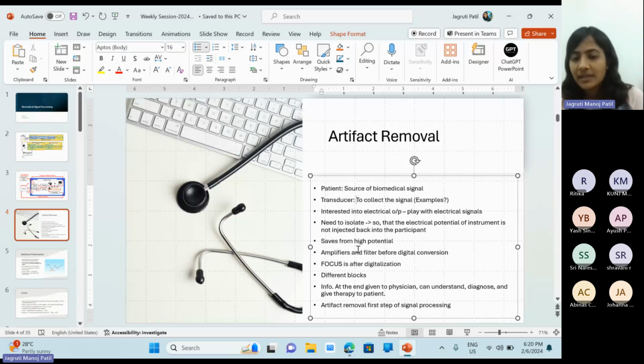And we amplify the signal and filter it before converting it to digital, so that we don't have the analog or very high frequency noisy signal that we will do processing on. So the focus is after digitization. There are different types of blocks in it. The information at the end is given to the physician, who can understand, diagnose, and give therapy to the patient. So this is the first step for signal processing.